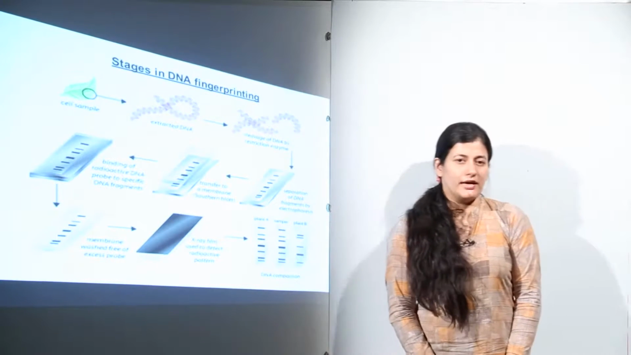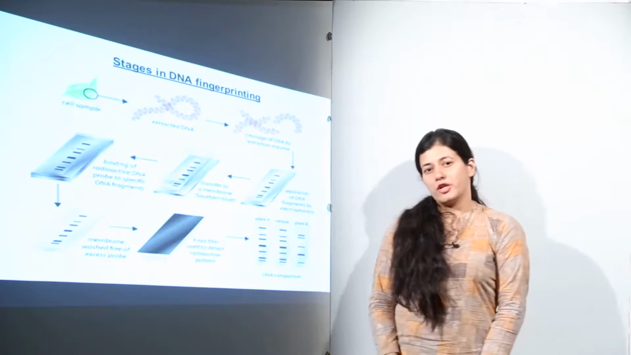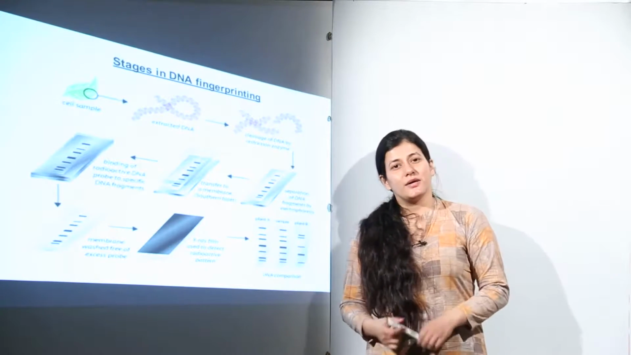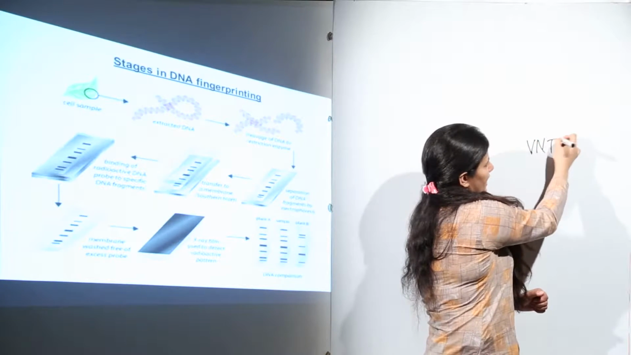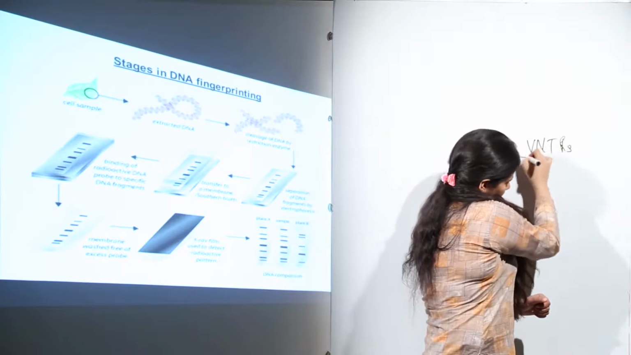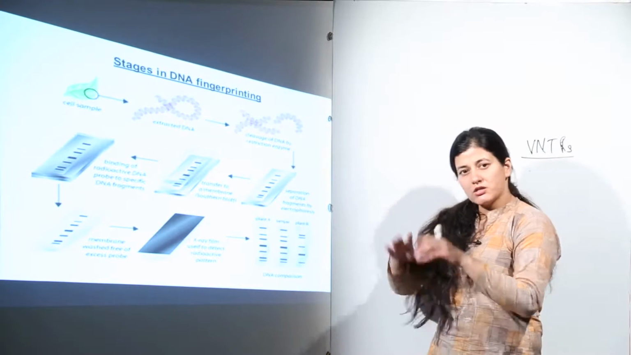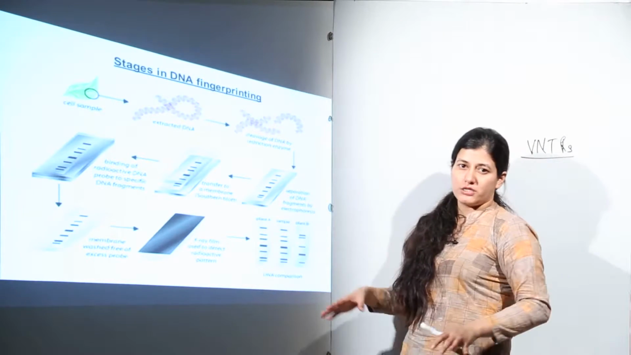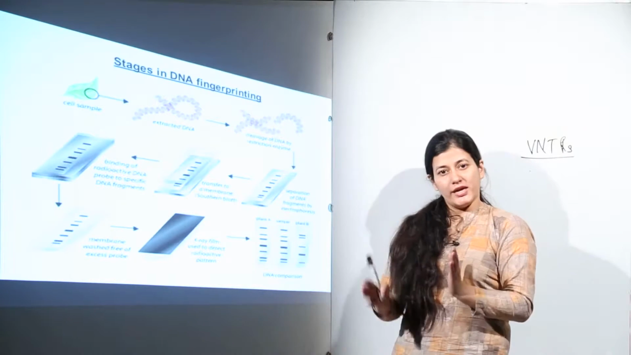We had talked about the principle behind DNA fingerprinting, that was DNA polymorphism, and we did discuss a term known as VNTR, variable number of tandem repeats. Now, I am not going to repeat it because we are going to exclusively see what the various stages involved in DNA fingerprinting are, matching those VNTRs.